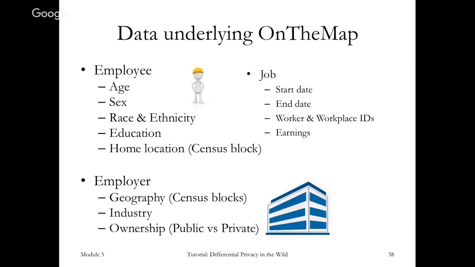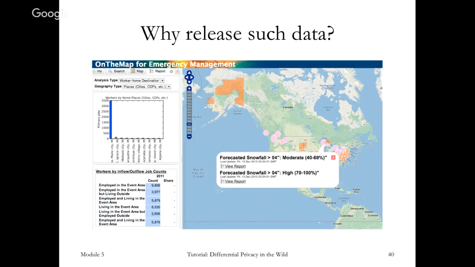Now, why do they want to release this data set? There are many reasons. One of the applications, which is live online, is called OnTheMap for Emergency Management. If, for example, they track a hurricane, say Hurricane Sandy, which hit New Jersey, they can, based on the data, tell how many jobs and how many individuals are affected by the hurricane. And based on those numbers, the federal government, for instance, calculates how much assistance has to be given to various counties in the United States. So you have to get this right.